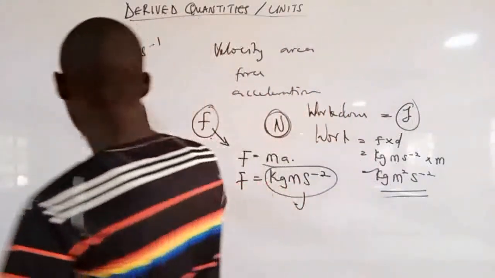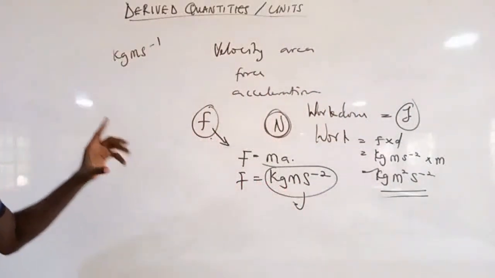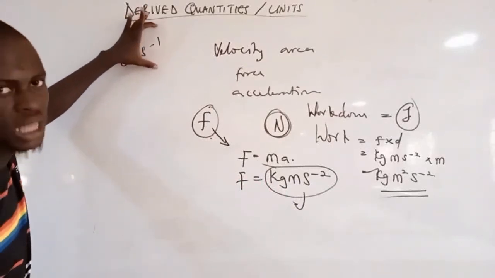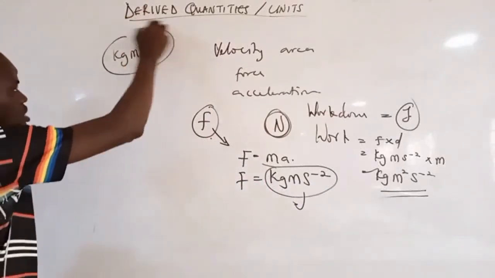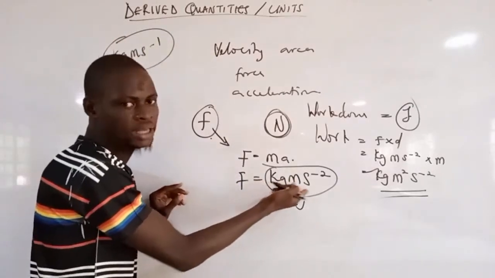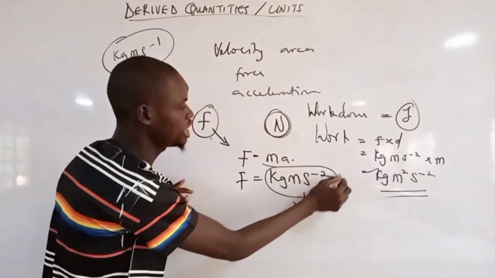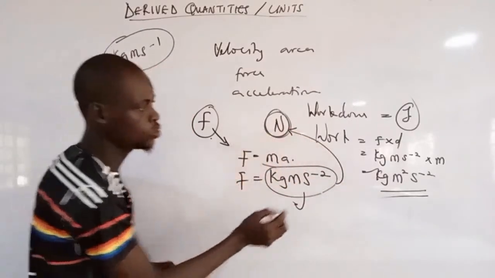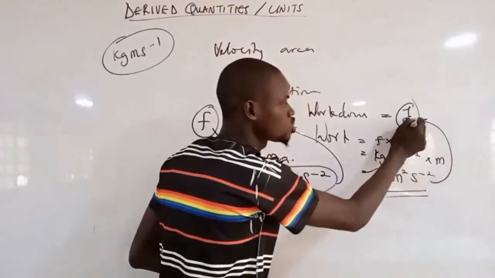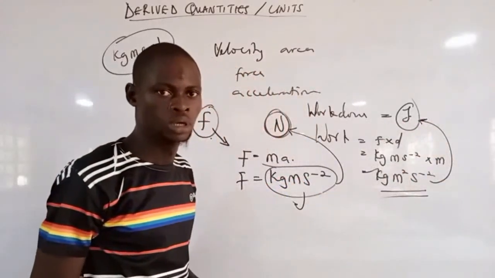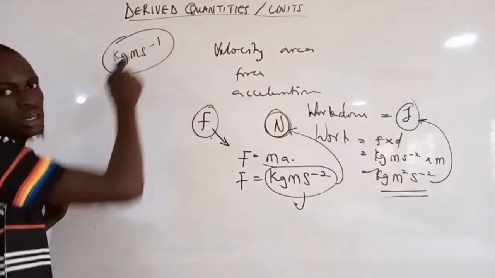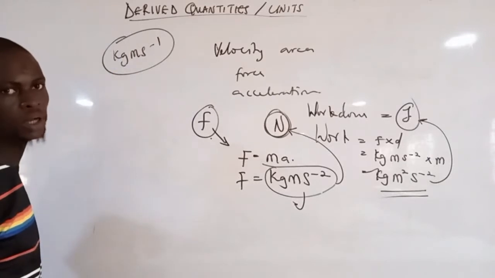Now, for example, we say which of the following units is equivalent to kilogram meter per second. Before I talk about this, please let me use this example. Kilogram meter per second square is equivalent to Newton. Likewise, kilogram meter square per second square is equivalent to what? Joule. Are we together? Now, for the unit kilogram meter per second, how do we go about that?